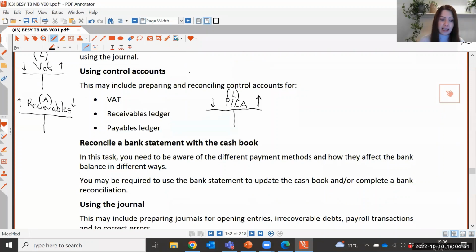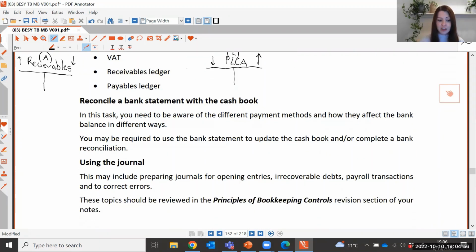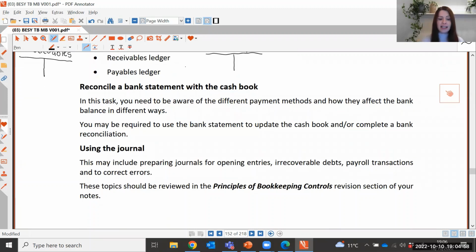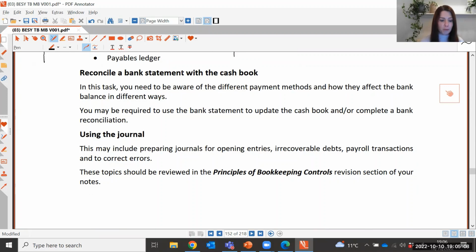As well as reconciling the control accounts, you may need to do a bank reconciliation. And remember, bank reconciliation is comparing the bank statement with a cash book. So in this task, you need to be aware of the different payment methods and how they affect the bank balance in different ways. And you might be required to use a bank statement to update the cash book or to complete a bank reconciliation.